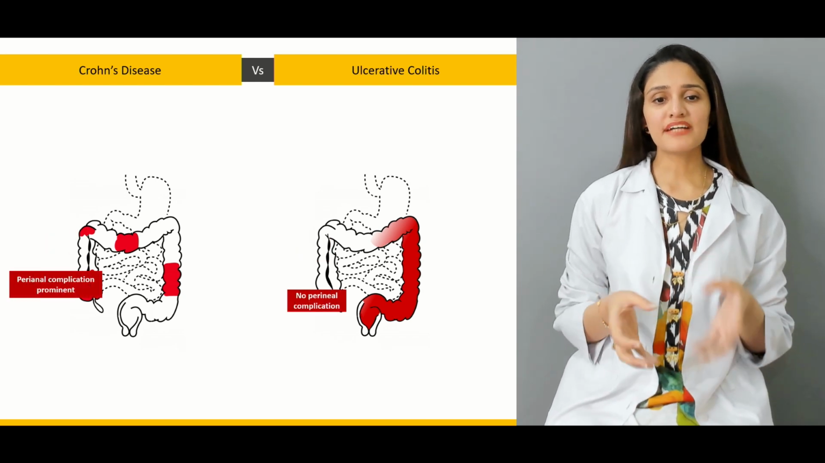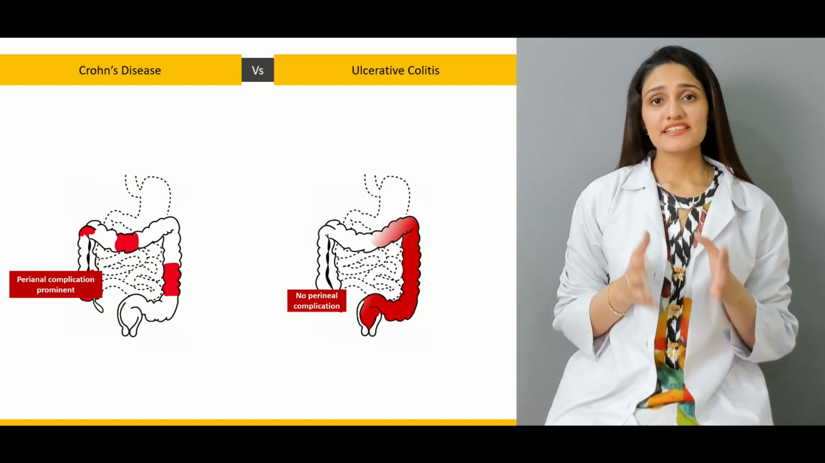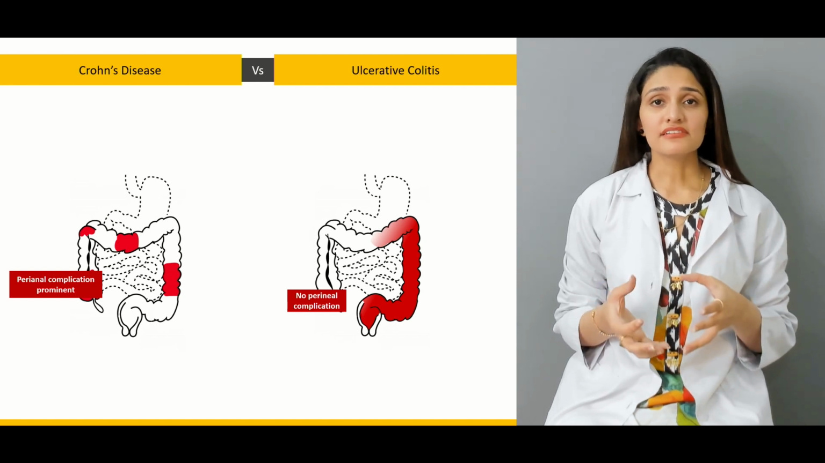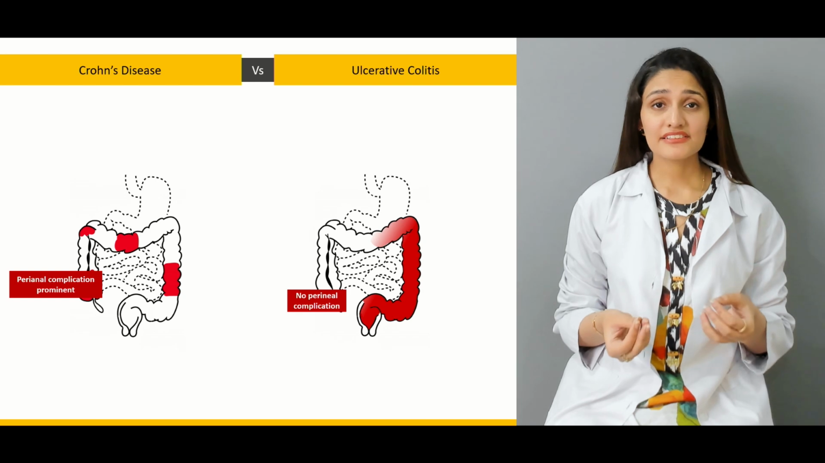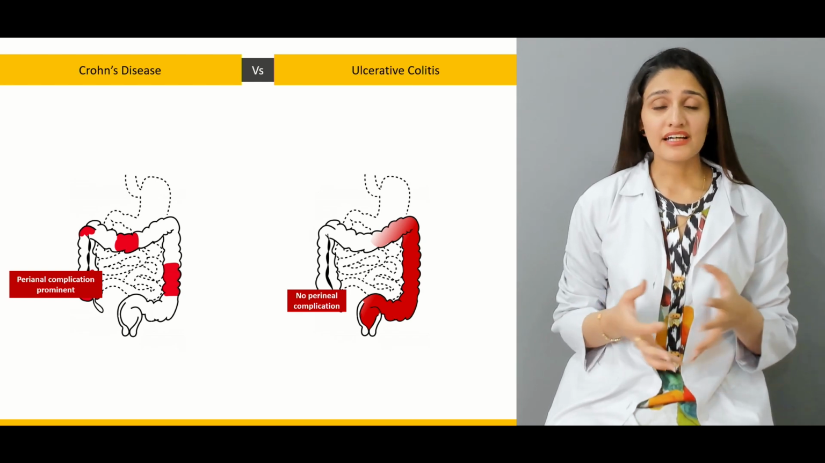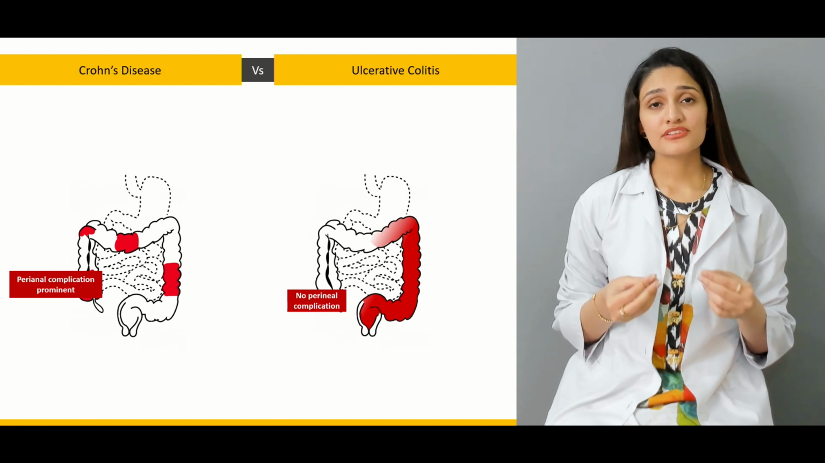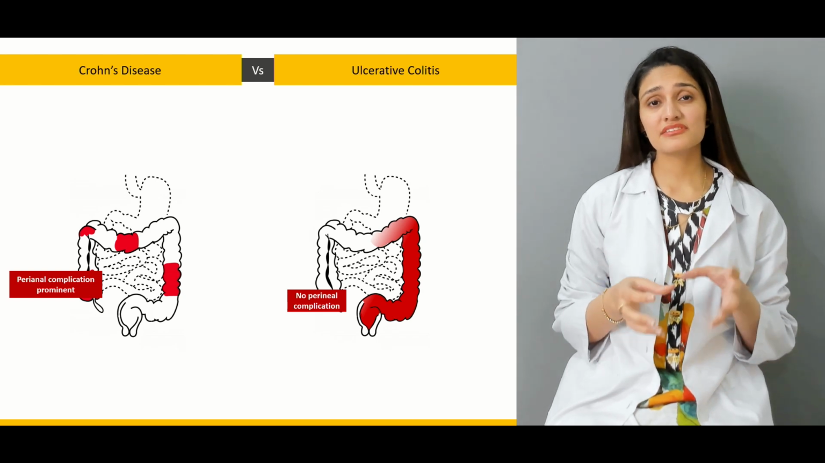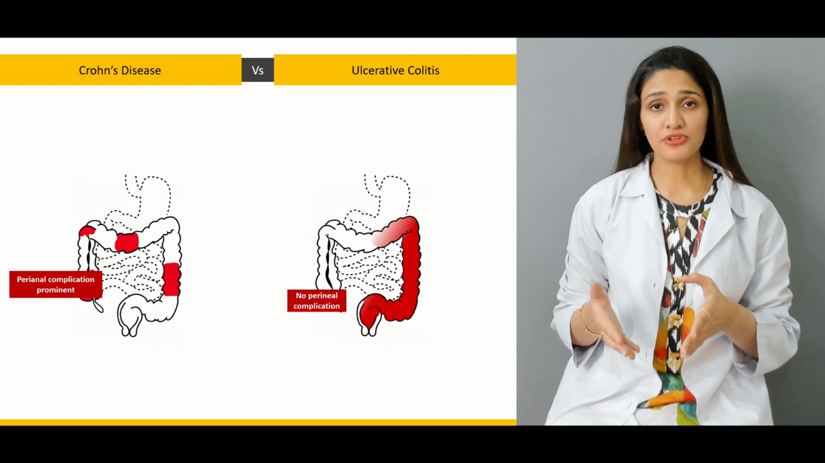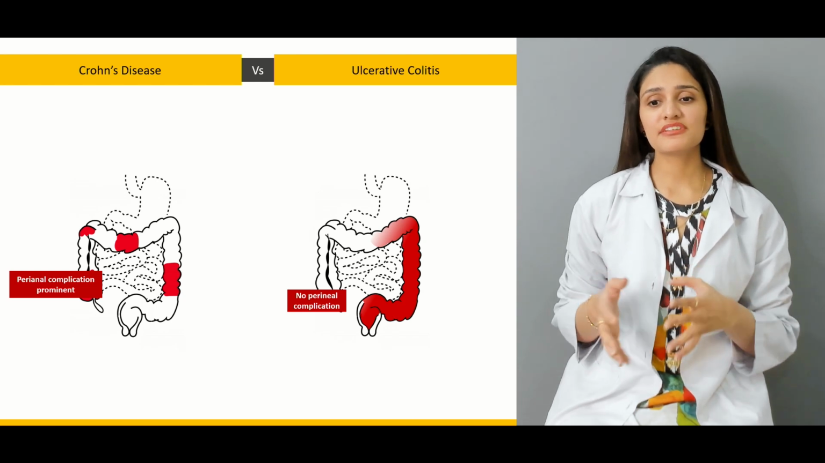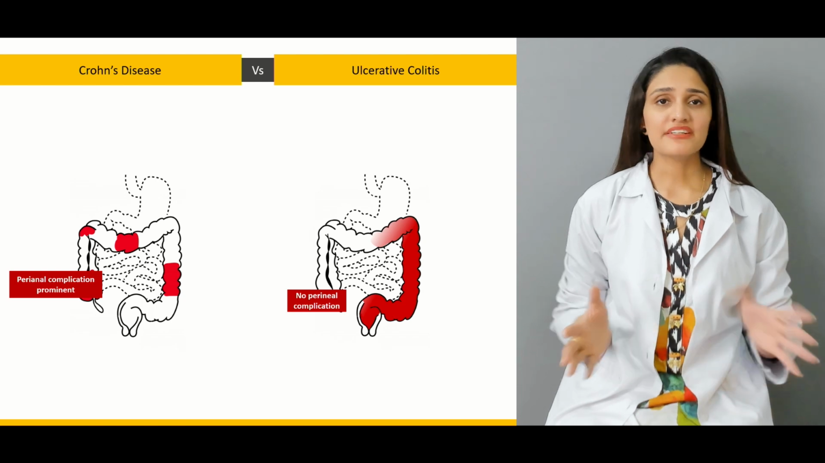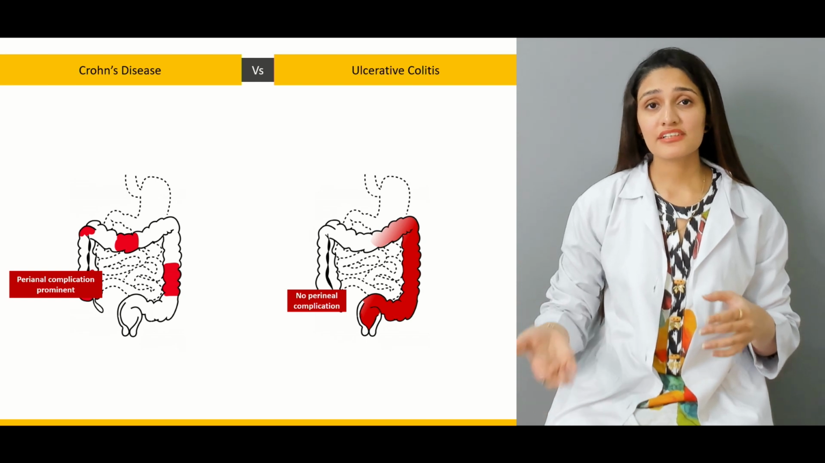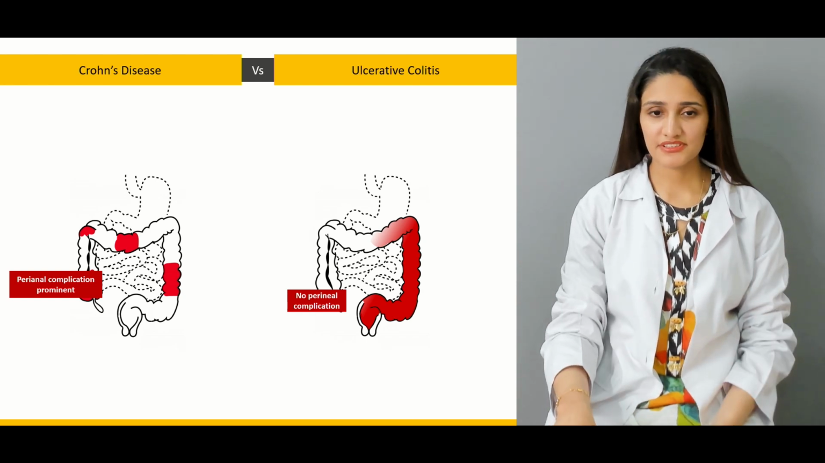So if we talk about the perianal complications, Crohn's disease is very much associated with perianal complications, such as skin tags around the perianal area, or anal tags, we could call them, or the presence of perianal fistulas or perianal fissures. These are the complications that can occur with Crohn's disease. But with ulcerative colitis, you wouldn't be able to see any complications such as anal tags or any fistulas or any fissures.